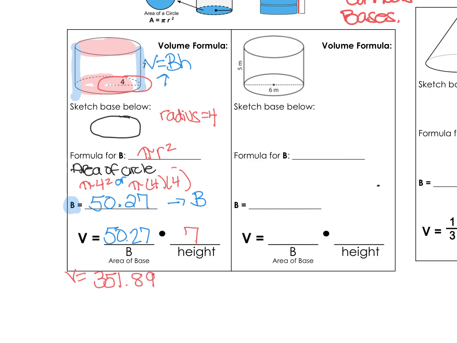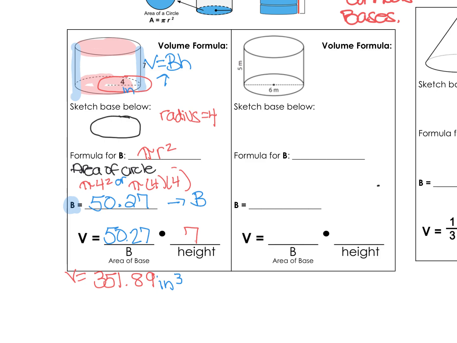I'm at 351.89, and then I always want to have a label. I just noticed that we didn't label the diagram, so let's just call this inches, okay? And this is going to be inches cubed, because remember, it's the amount of three-dimensional space, so that's why it's going to be cubed.